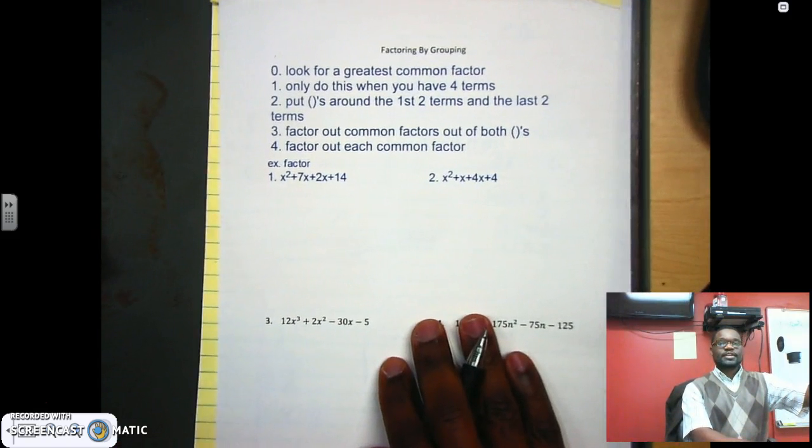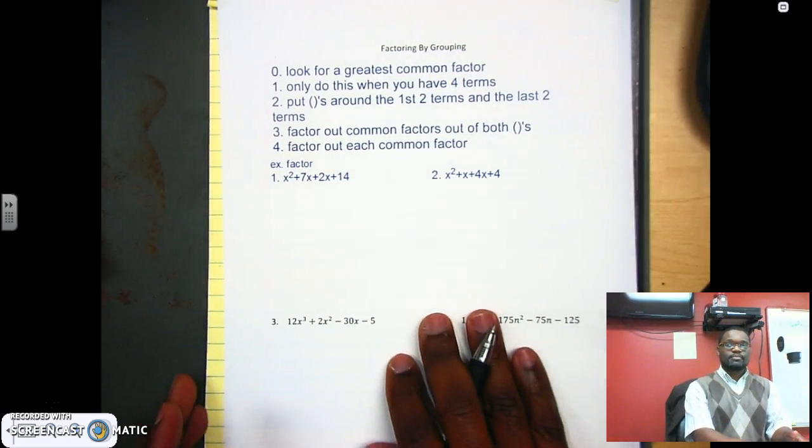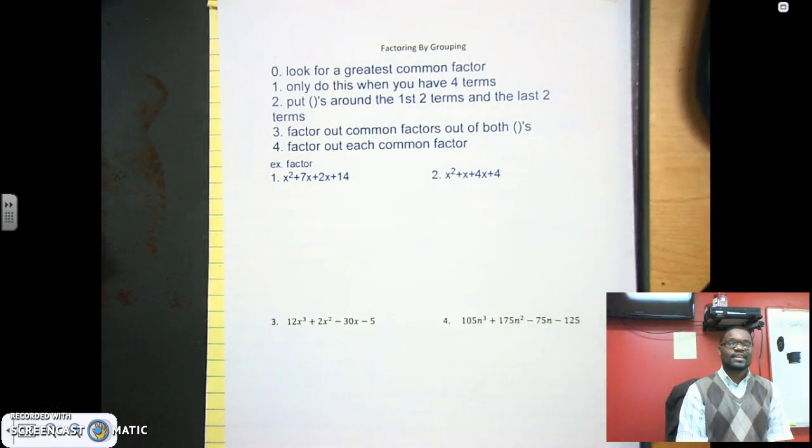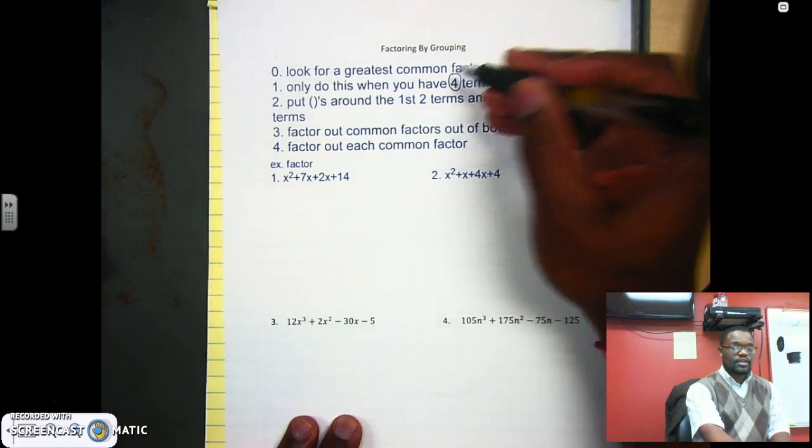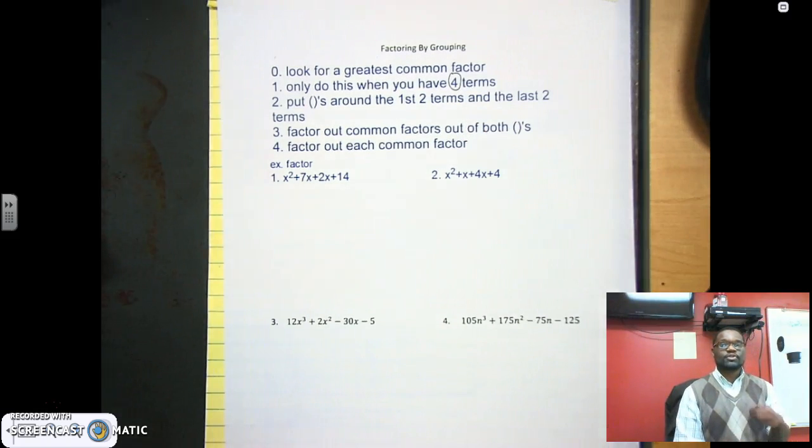I have these steps here. First of all, step number 0 or step number 1 is always the same. Look for greatest common factor. Something to consider: you only want to do this whenever you have 4 terms. So consider factoring by grouping when you have 4 terms. And remember, a term is anything separated by a plus or a minus.